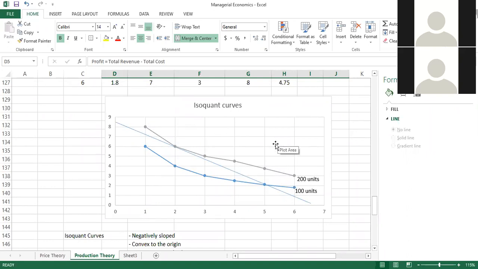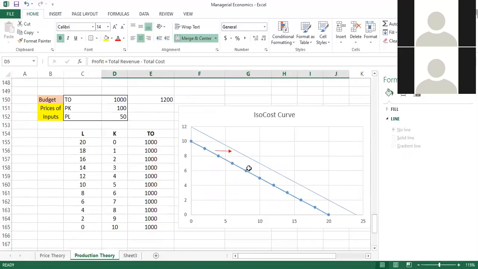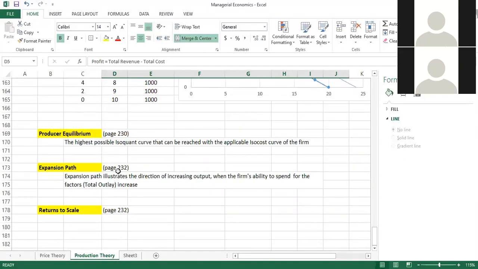Here you can see very clearly in this page number. Please refer to page number 232. The point you mentioned is given very clearly, right? So that's a very important point. When you draw this expansion path, as you very correctly mentioned, we have to use the tangency point, because we can't just draw this line, right?